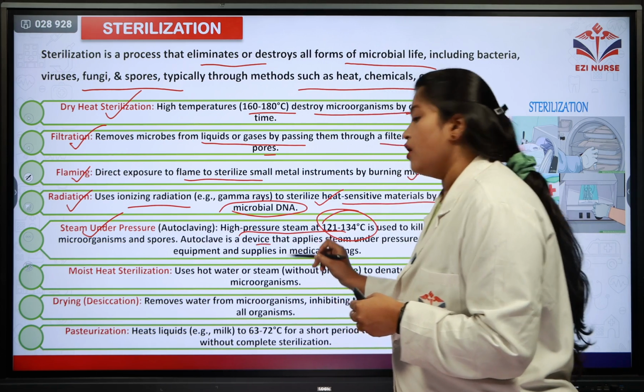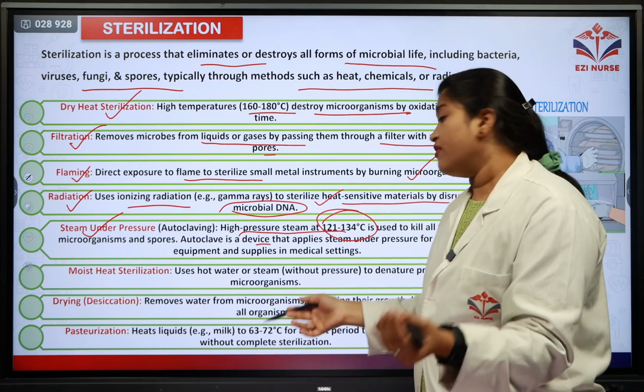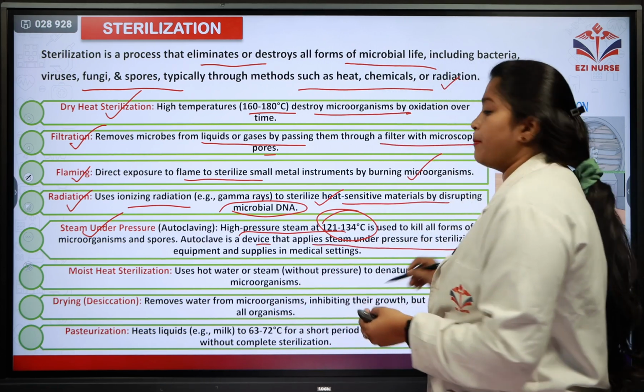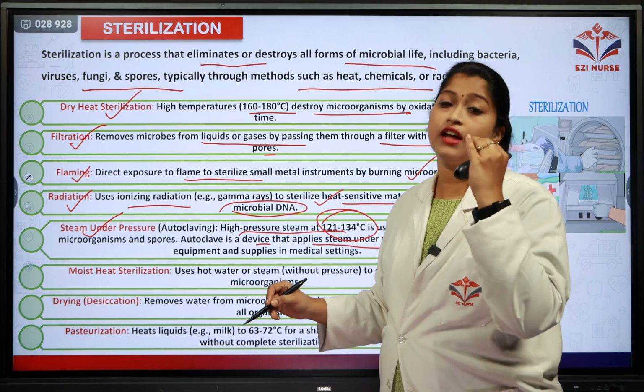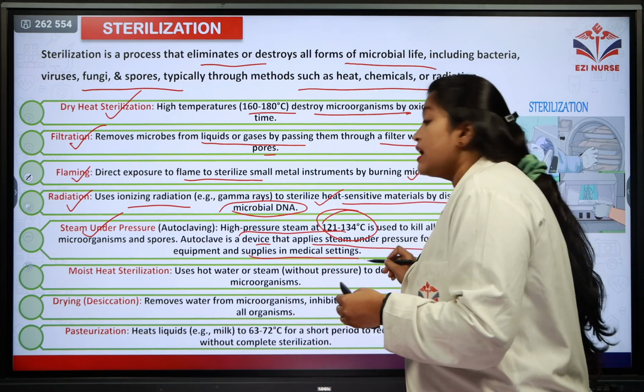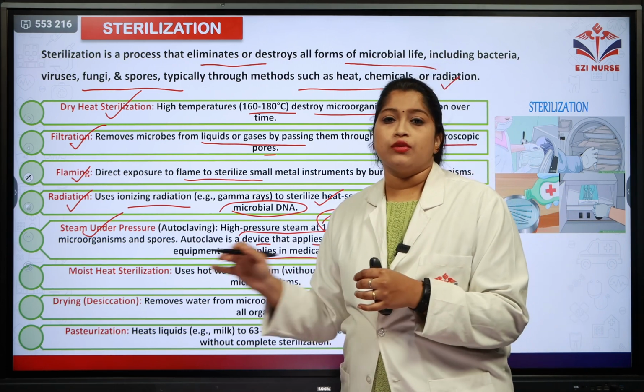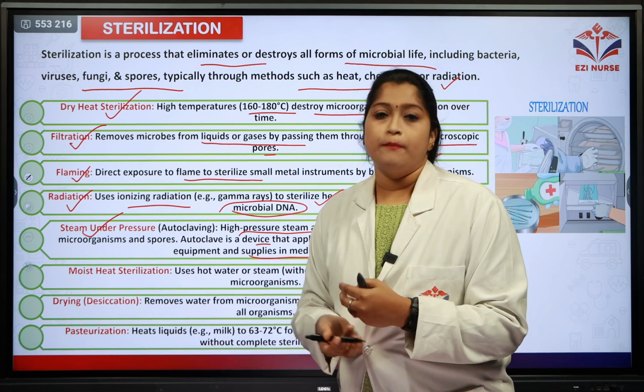What is an autoclave? It is a device that applies steam under pressure for sterilizing the equipment and the supplies, especially in medical settings. We are using these autoclave machines.